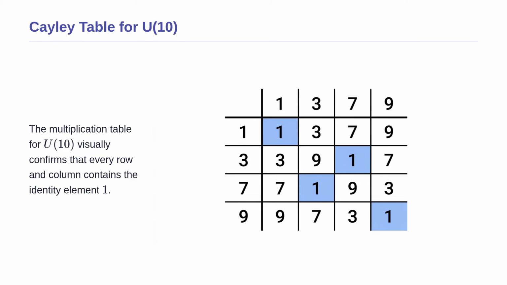Notice the highlighted cells containing the number 1. Every single row and every single column contains exactly one instance of the identity element. This perfect symmetry visually proves that every element has exactly one unique inverse. You can clearly see how 3 and 7 intersect at 1 and how 9 intersects with itself at 1. This grid captures the entire structure of the group.